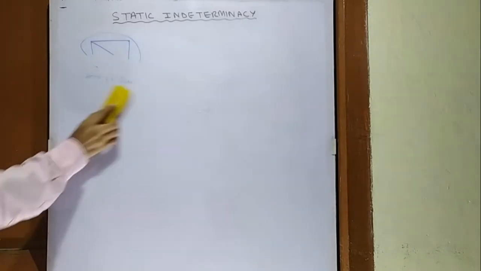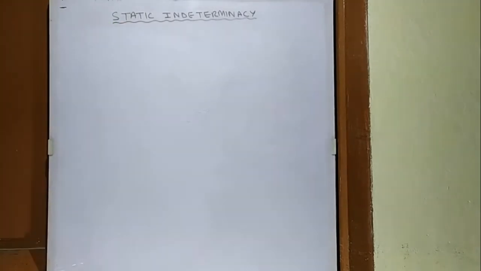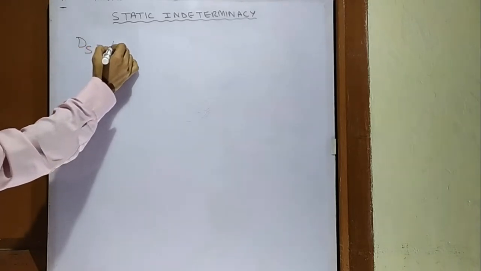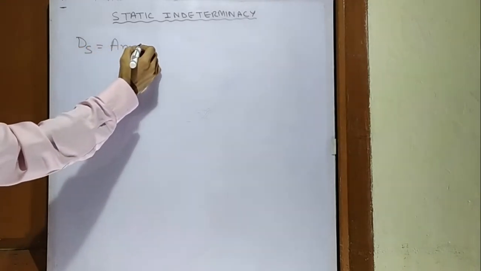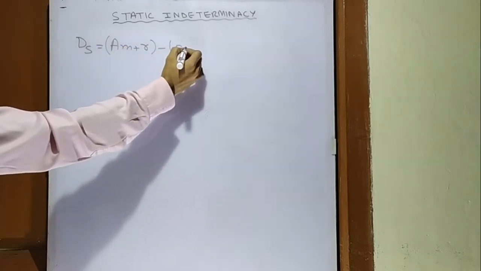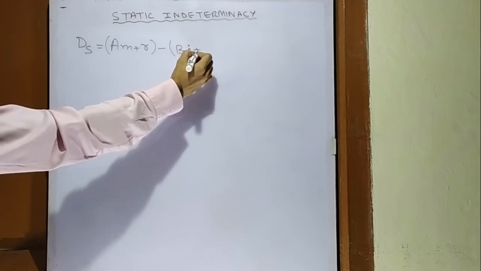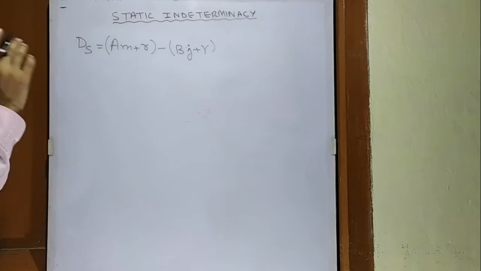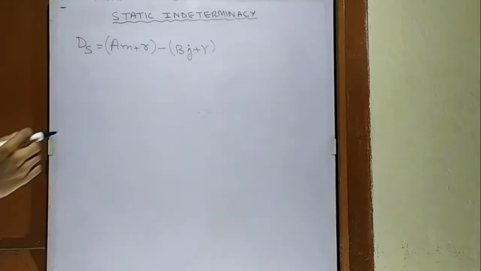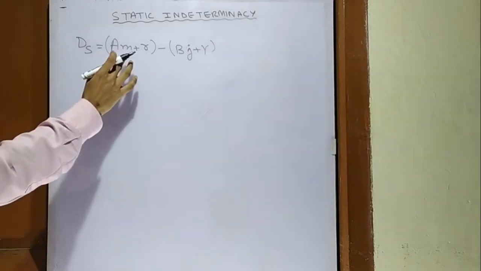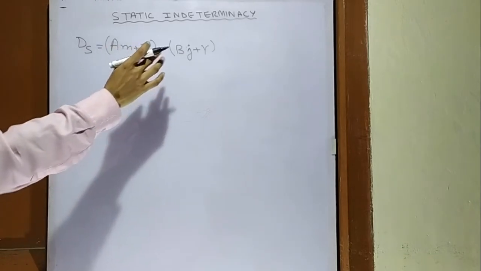Now we will write down the formula to find out the degree of static indeterminacy. So the formula is Ds is equal to (am plus r) minus (bj plus gamma). So this is the very general formula. This formula can be used for truss, this formula can be used for beam, this formula can be used for rigid frames. Okay, frames also. Now we will understand what are a, m, r, b, j and gamma.